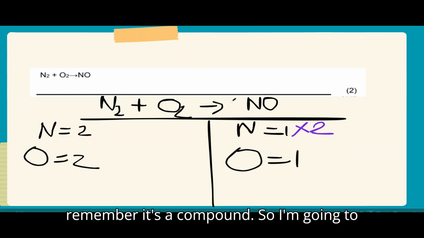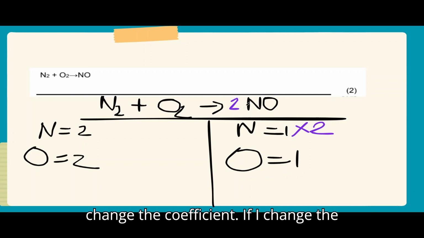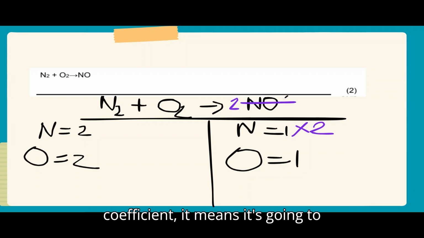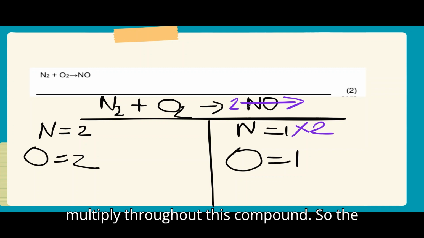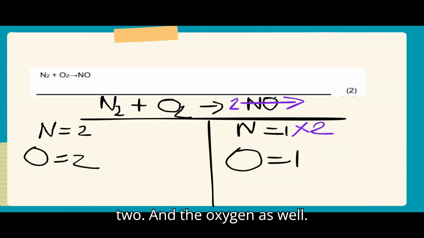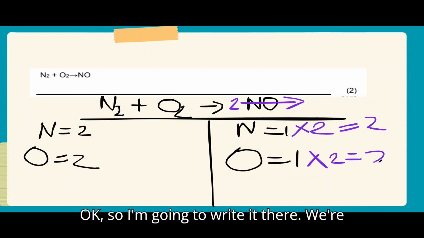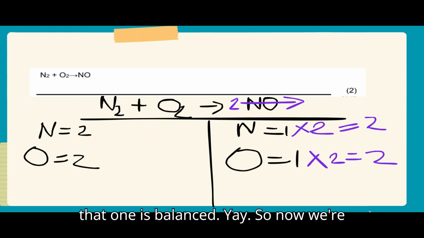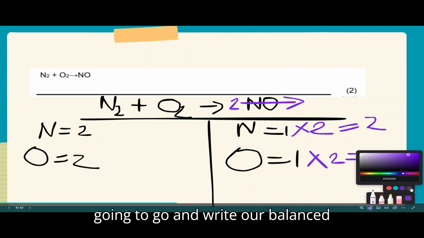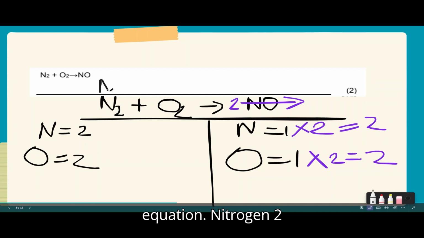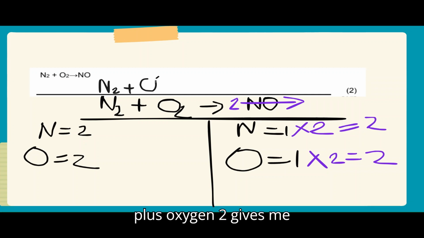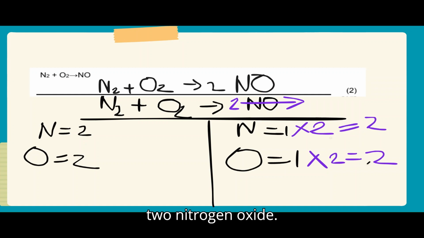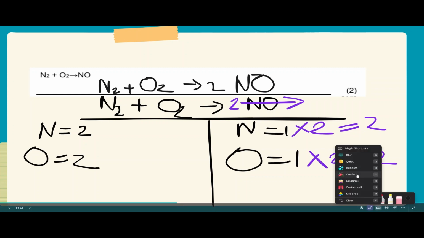And remember, it's a compound, so I'm not going to change the subscript. I can only change the coefficient. If I change the coefficient, it means it's going to multiply throughout this compound. So the nitrogen is going to be multiplied by 2 and the oxygen as well. We're changing the coefficient, and on this side, it's 2. That one is balanced and that one is balanced. Yay! So now we're going to write our balanced equation. Nitrogen 2 plus oxygen 2 gives me 2 nitrogen oxide. Yay!